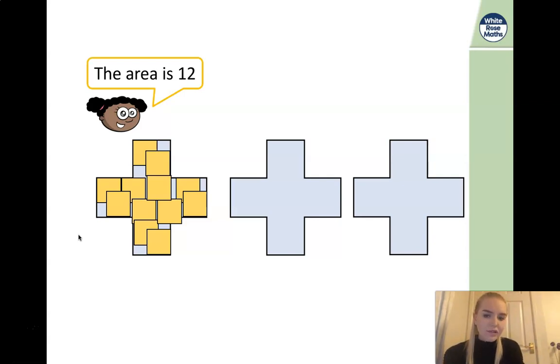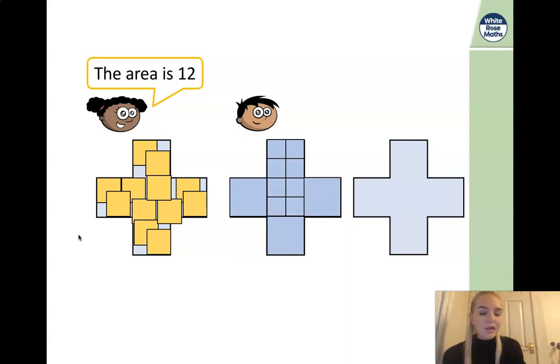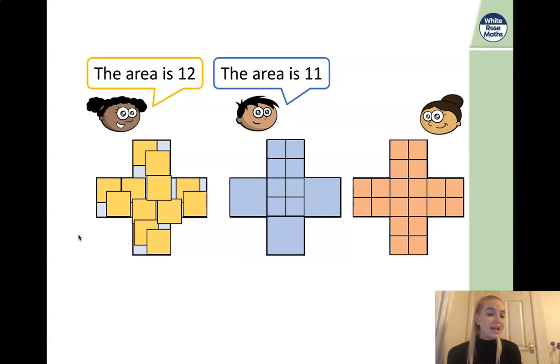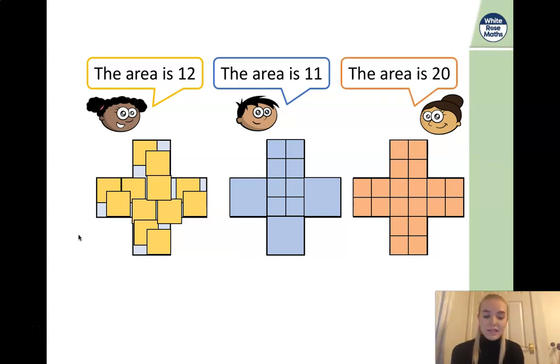She's used 12 squares. Have a think, is that correct? Then the next person is also using squares, but they've used 3 big squares and 8 little squares. They counted the squares, they had 11 squares, so that's their area. Is that correct? The final person has used squares all the same size. She hasn't left any gaps, and she's counted her squares and she's said there are 20 squares, so the area is 20. Who do you agree with?